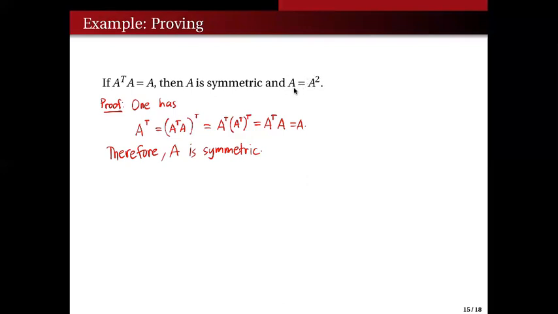The second part, we need to show that A equals A squared. But that is straightforward. Furthermore, we have A from the given: A is equal to A transpose A. But for the A transpose here, we've already shown that A transpose is also equal to A. So this is just A times A, and therefore this is just A squared. Questions?